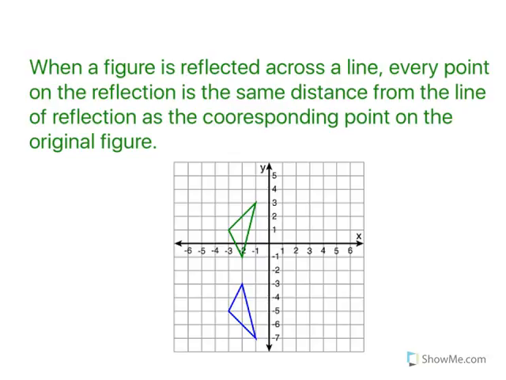So when a figure is reflected across a line, every point on the reflection is the same distance from the line of reflection as the corresponding point on the original figure. So we'll do some examples that show this, but these points are the same distance away, these points are the same distance away, and these points are the same distance away from the line that we're reflecting on. And this will make more sense when I do some examples in a second.